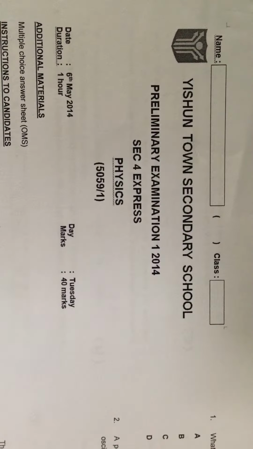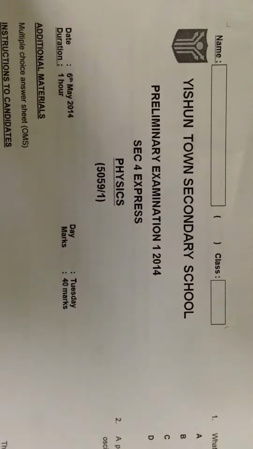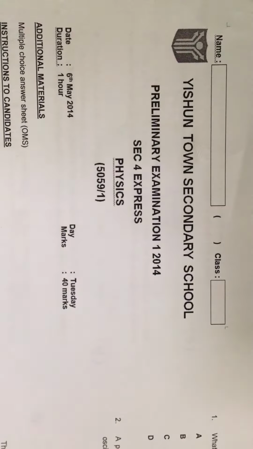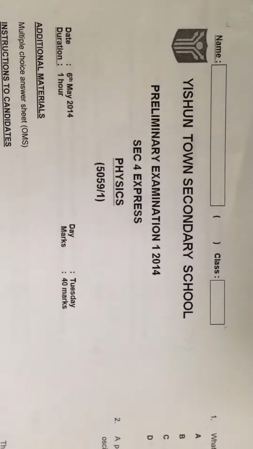Okay, we'll be starting on the YTSS Prelim 2014 for pure physics. So this paper, paper 1, is pretty easy. The tough questions are all on paper 2. On average, I think you should be able to get high B if you are just studying the textbook, but with a little bit of practice on your TYS, I think you should be able to get an A without much trouble.